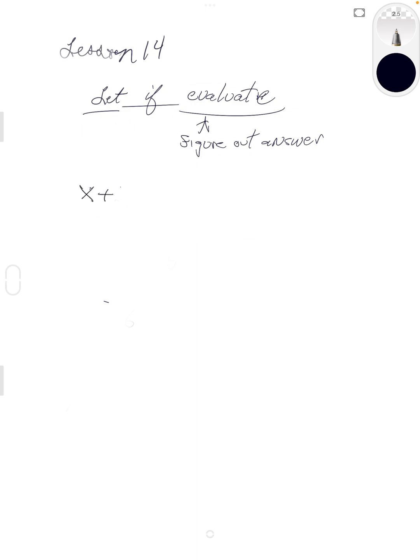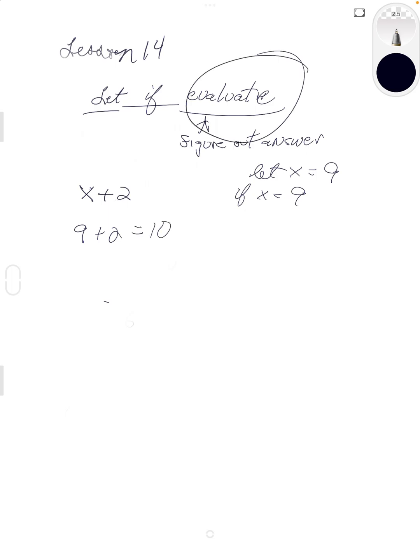So for example, I'm going to say x plus 2. Evaluate. In other words, figure out the answer. Well, there is no answer because x is x, 2 is 2, and there is nothing to evaluate. However, if I let x equal 9, or if I say if x equals 9, well, this would be 9 plus 2. The answer is 11. I can evaluate if somebody says this is what x is.